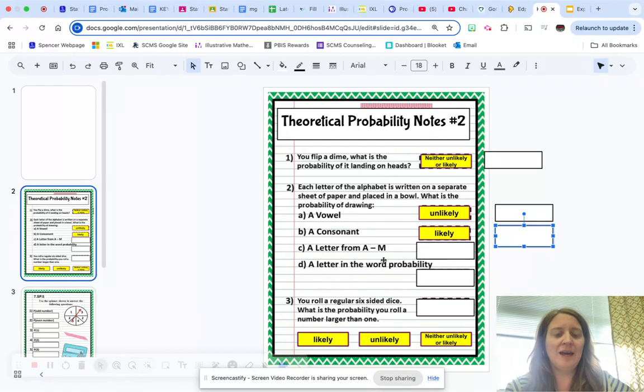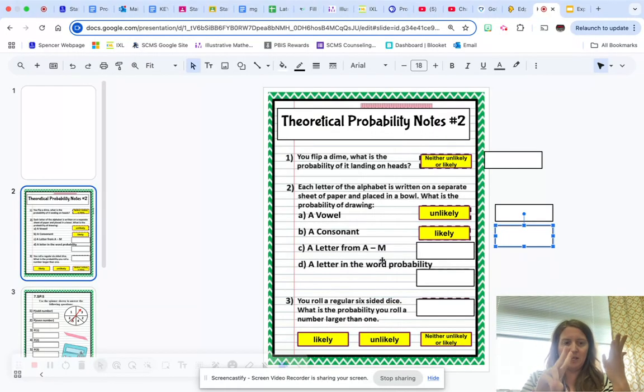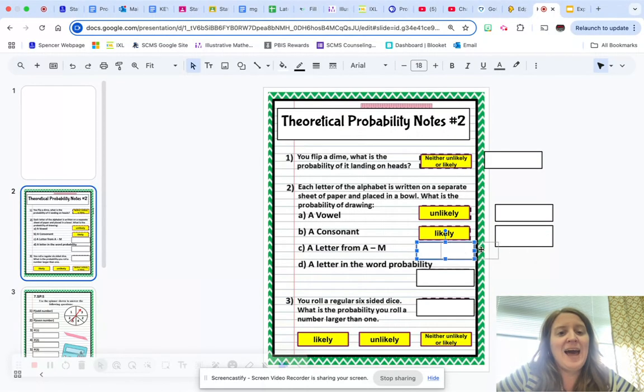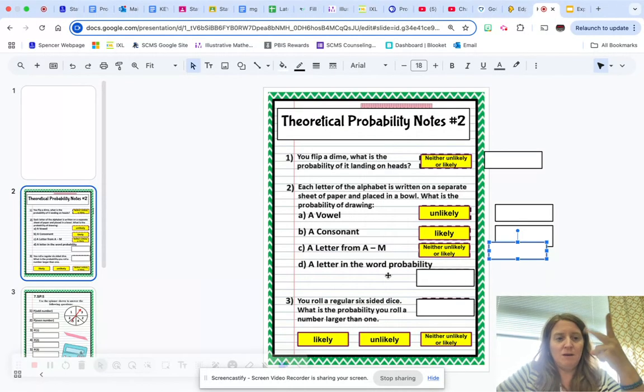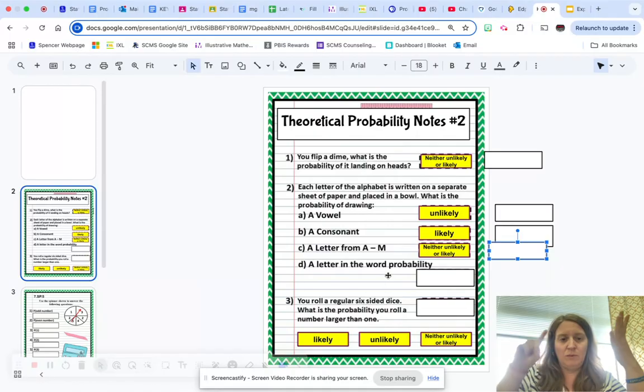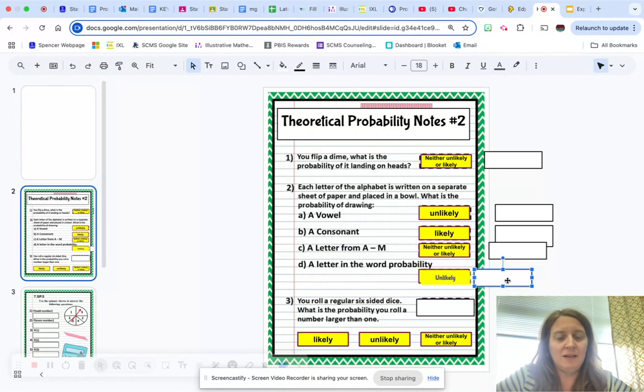Choosing a letter A through M, so we need to do A, B, C, D, E, F, G, H, I, J, K, L, M. There's 13, and 13 out of 26 is half, so this would be the 50-50, neither unlikely nor likely. A letter in the word probability. Well, we've got P-R-O-B-A, we don't need to count the B again, I-L-T-Y, that's 9, that's less than half, so this one would be unlikely.